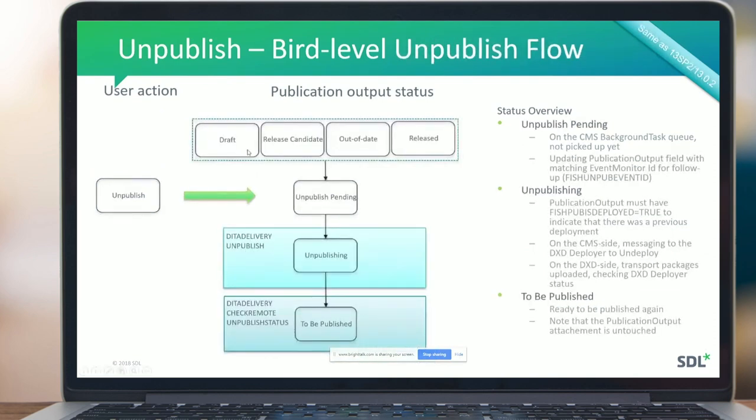What was added a little bit more recently is that we now also have an unpublish. So you have your item in one of these statuses. You press the unpublish button, you get an unpublish pending. We do a couple of checks on the local CMS side, and then we actually check the remote side, so the content delivery side, if the items are completely cleaned up by using their deployer system. And when that happens, then we go to be published. There are also possibilities for failed, that the unpublish failed and all that, but that's something you'll find out. This is the generic flow.